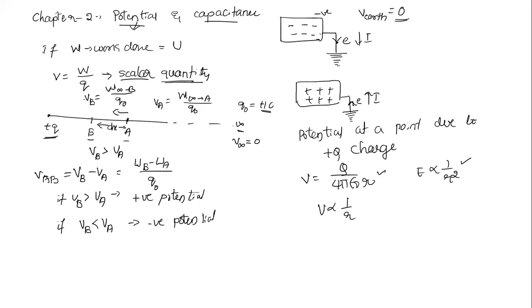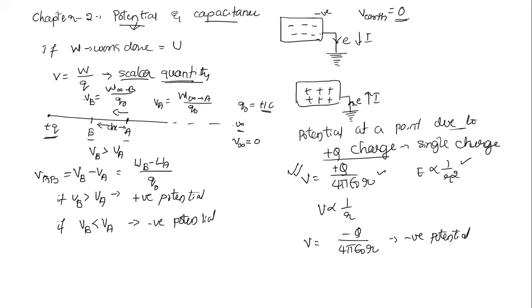A single charge. So is it positive potential or negative potential? As of now, we have taken positive charge, so it is positive potential. What if I take negative charge? It will become minus Q by 4 pi epsilon naught times R. So it is negative potential. Positive charge will give us positive potential, and negative charge will give us negative potential. Sir, what about multiple charges? This is due to a single charge, we get this much.